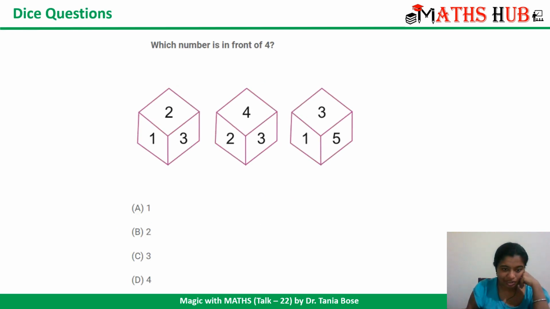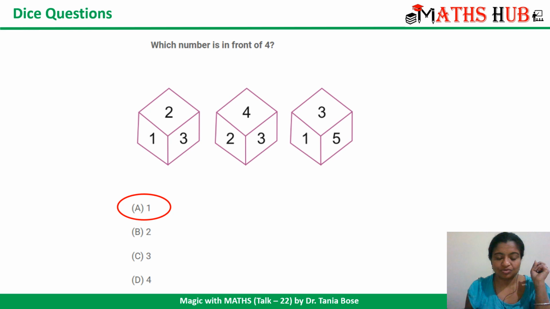So try this question. You have to tell me which number is in front of 4. So you have to tell me the opposite to 4. So I think you can clearly see that if you check the first two dice, two faces are the same, 2, 3. So the number which is opposite to 4 is always 1, right? So A is the correct option, right?